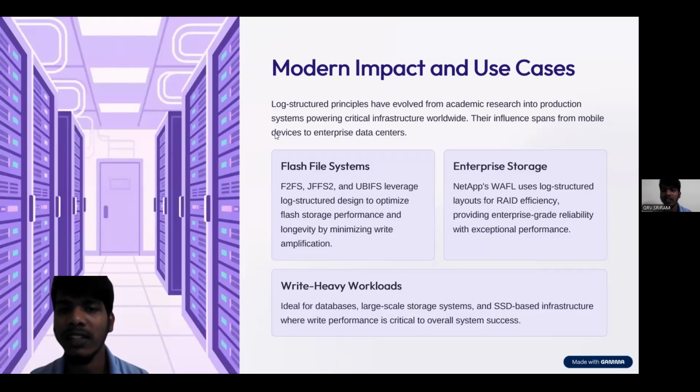Modern impact and use cases. Log structure principles have evolved from academic research into production systems powering critical infrastructure worldwide. Their influence spans from mobile devices to data centers. Here we talk about flash file systems, enterprise storage, and write heavy workloads. When you talk about flash file systems, F2FS, JFFS2, and UBIFS leverage log structure design to optimize flash storage performance and longevity by minimizing write amplification.